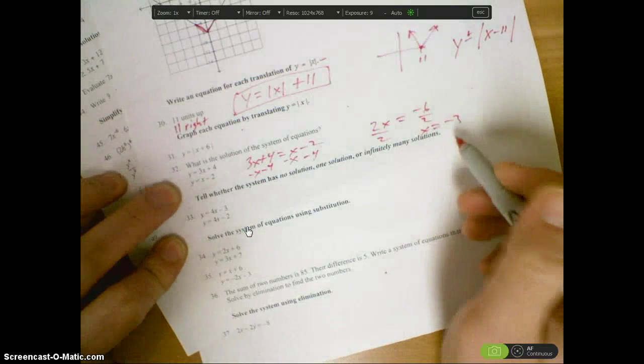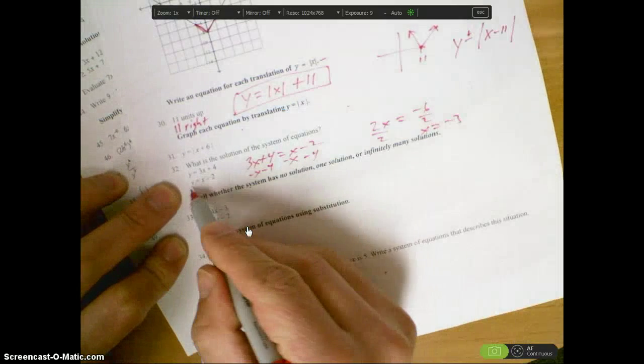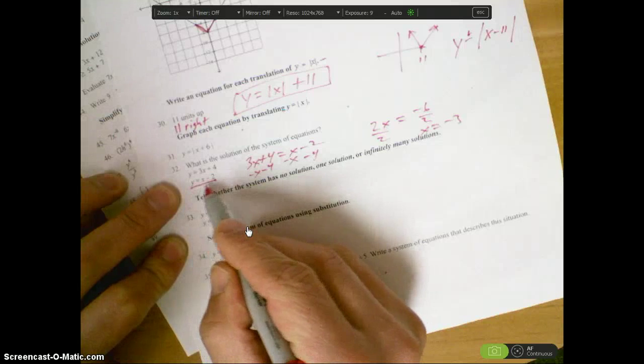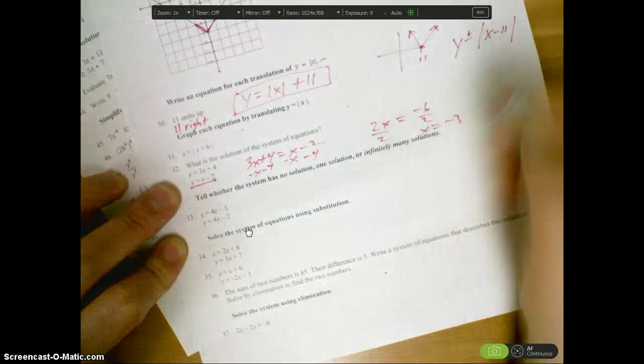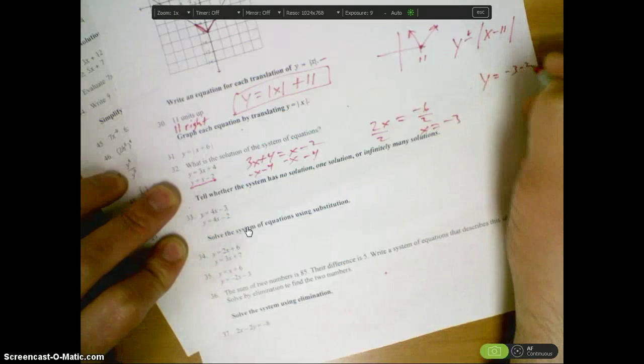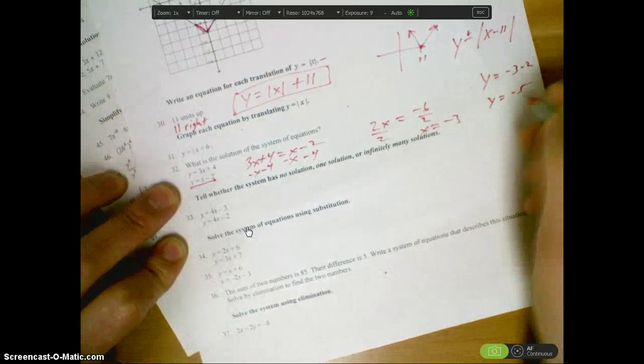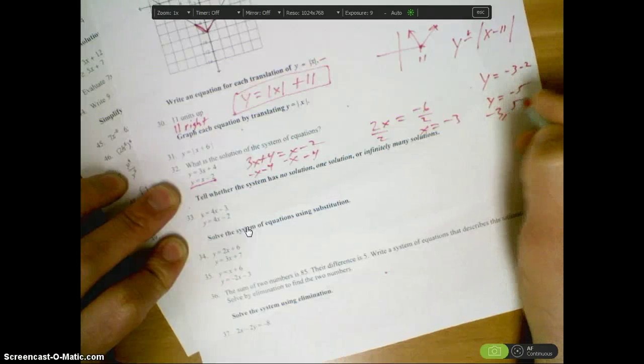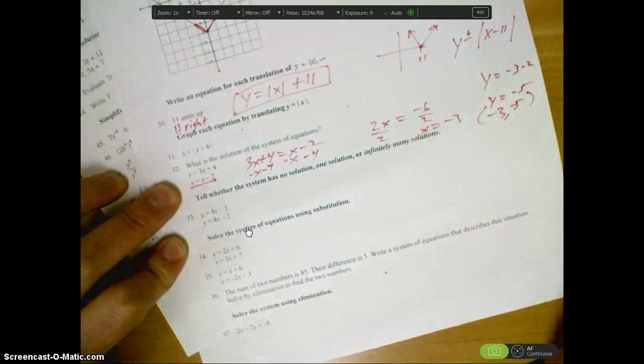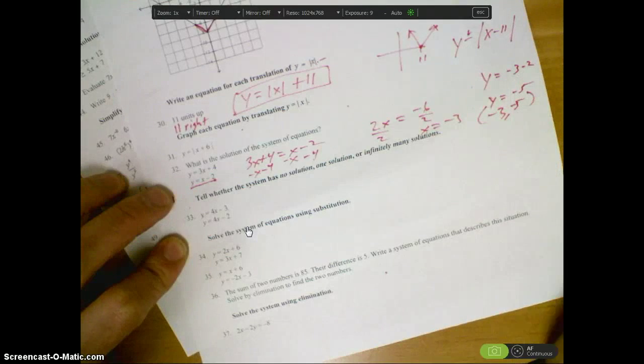Now I'm going to plug that into one of the original equations. The easiest one in this is the second one. I just have to plug in negative 3 minus 2. So y equals negative 3 minus 2. Y equals negative 5. So my solution is negative 3 comma negative 5. All right, and that is the answer to that one.